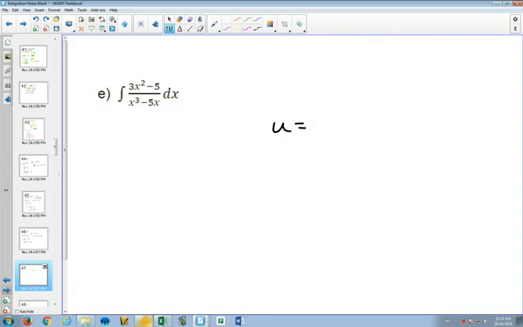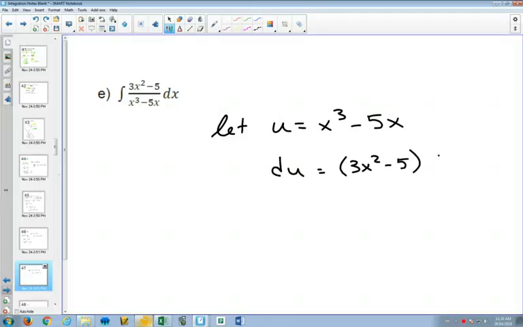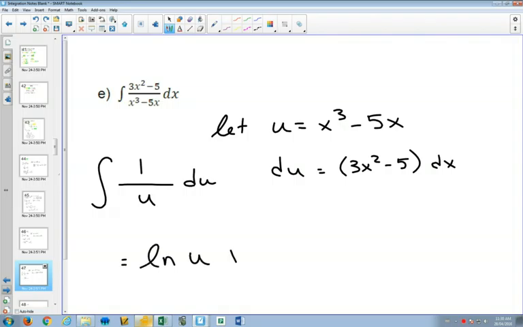I like this one. Okay, so let u, again, we have to recognize that this function, its derivative is present in the equation. And so when we substitute, we get 1 over u du. How do you integrate 1 over u? It's the natural log. Plus c.